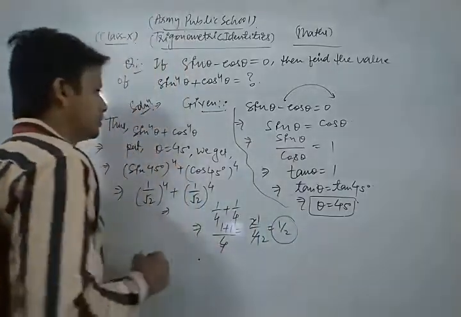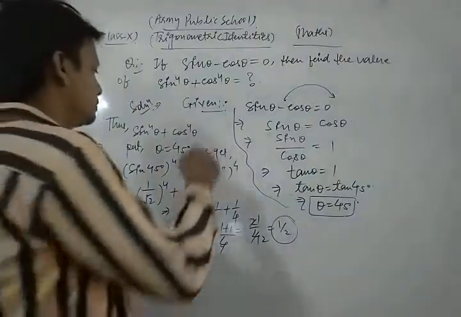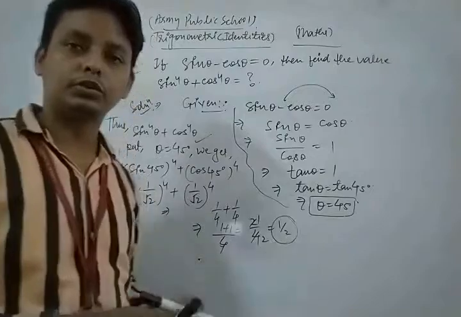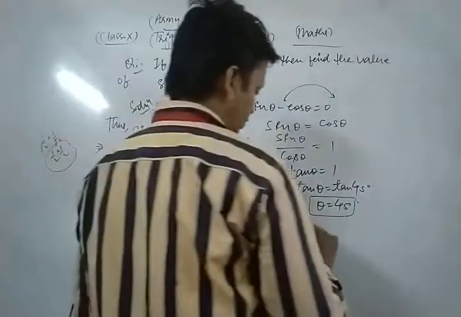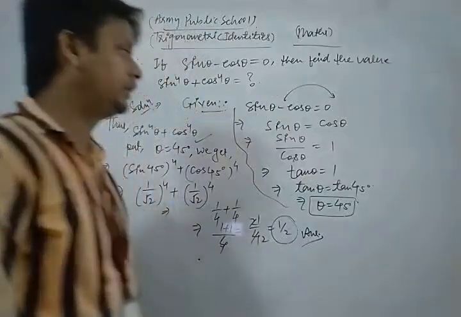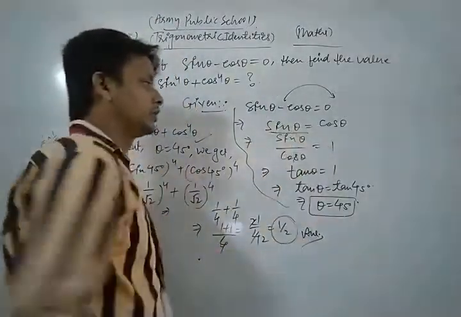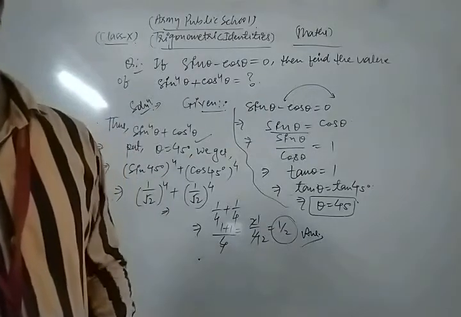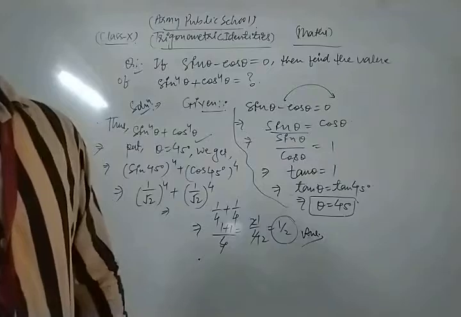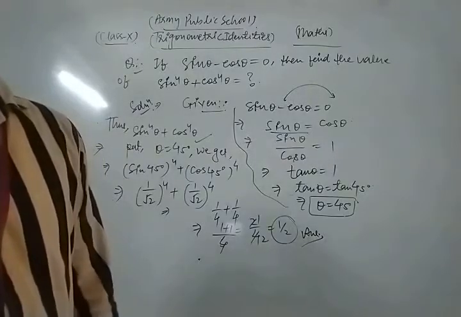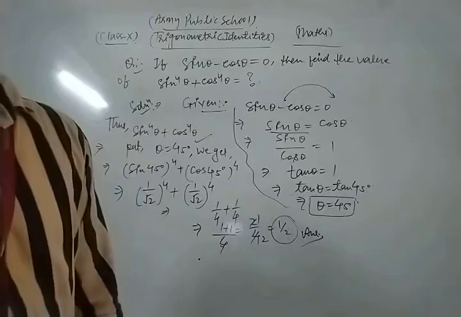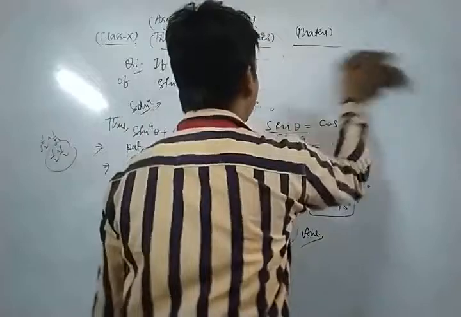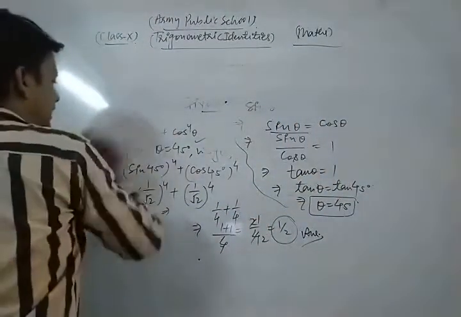So the value of the expression sin to the power 4 theta plus cos to the power 4 theta is 1 upon 2. This is your answer. So in this way, you can solve this type of question. Please do more and more practice of that type of questions. Now we take and solve some other important questions based on these topics. Now we take some other important question based on trigonometric identities.